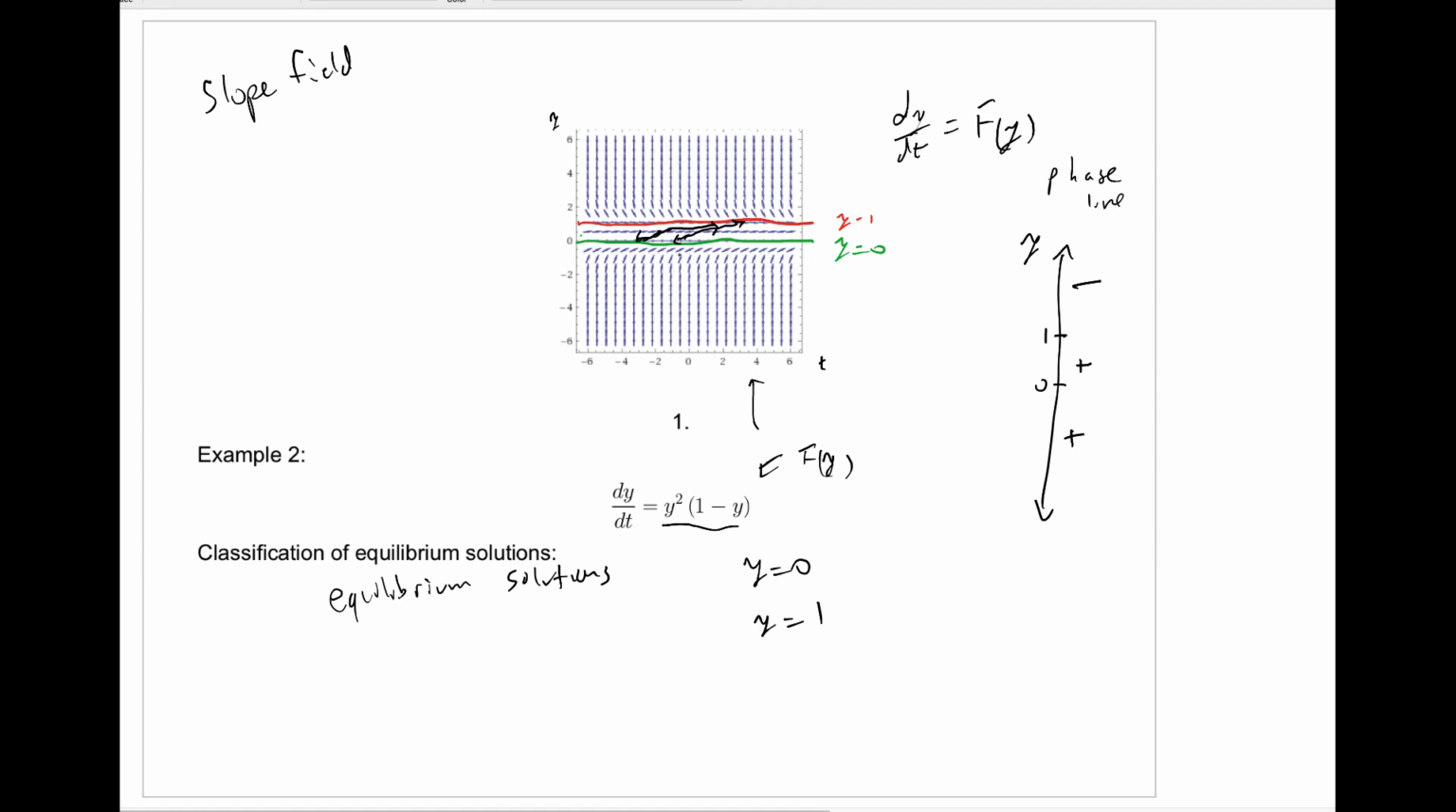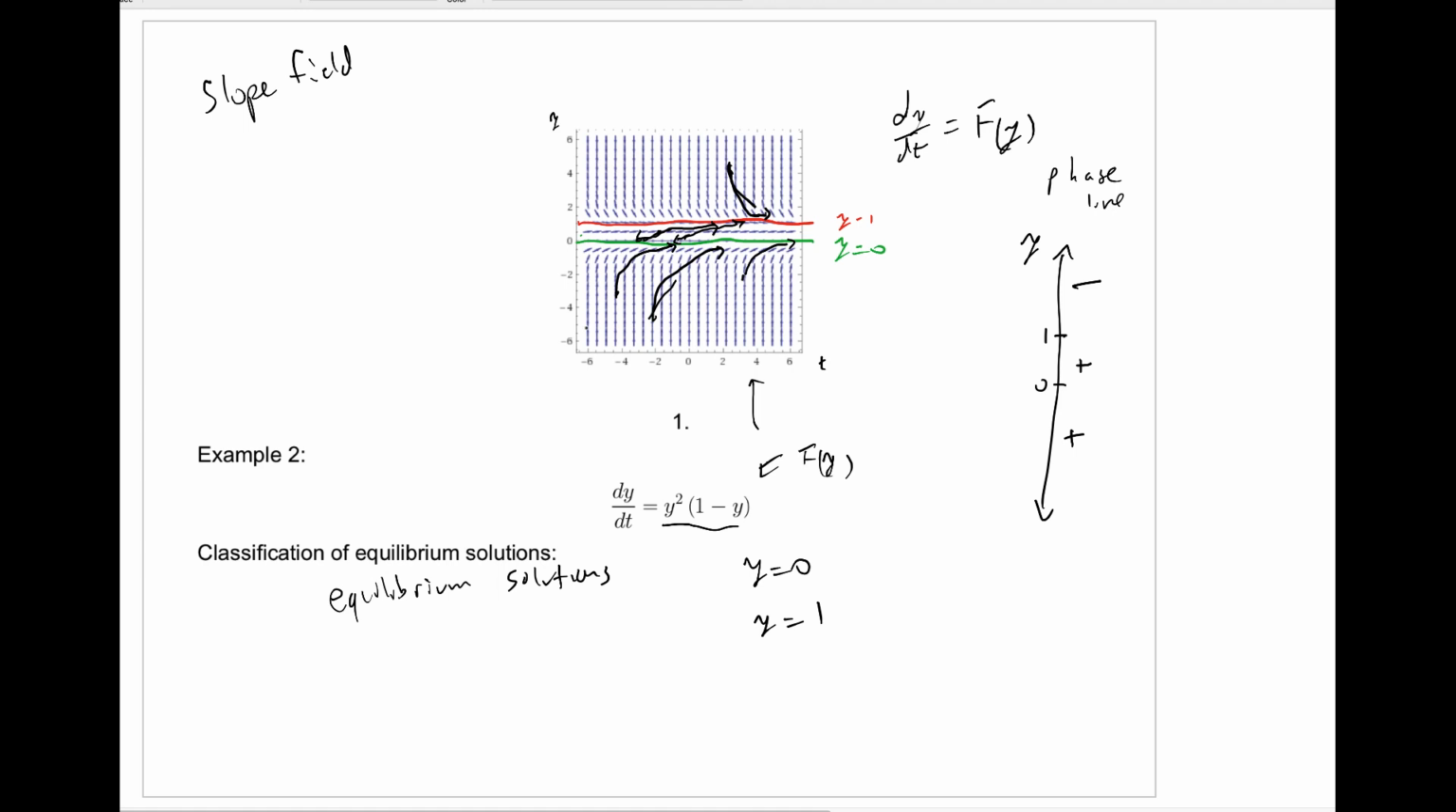And to y equals 0 on the left. But if you give me any initial condition down with y below 0, you'll get a solution curve that looks like this, asymptotic to y equals 0. If we start here, kind of like this. And similarly, if you give me any initial condition up here with y bigger than 1, it will decrease and be asymptotic to y equals 1 from above.